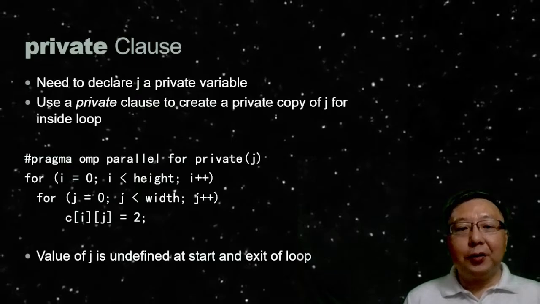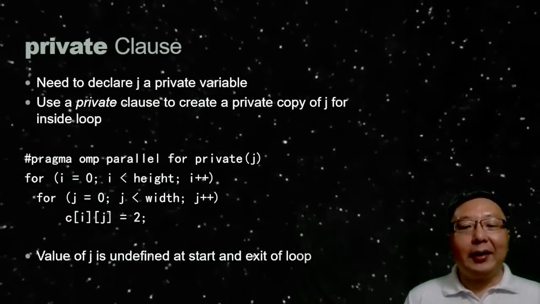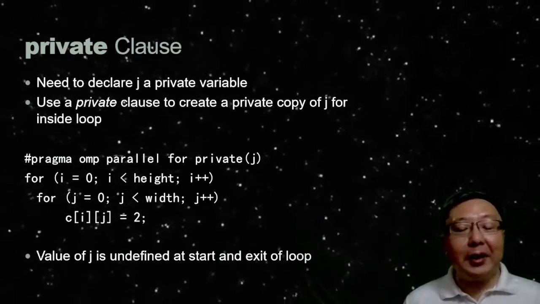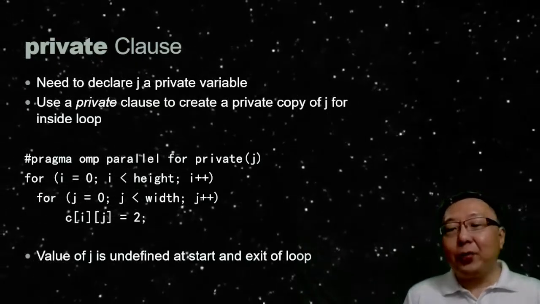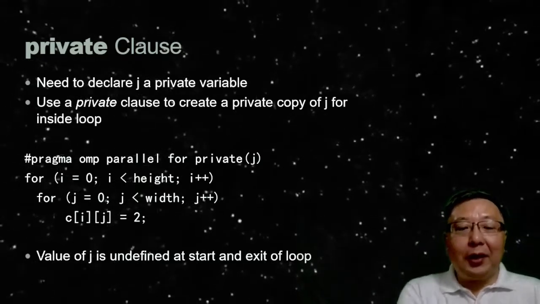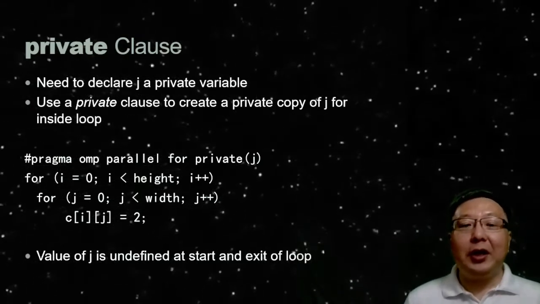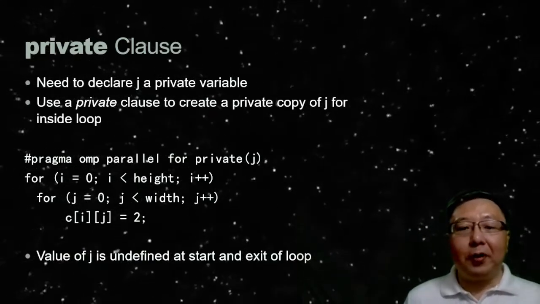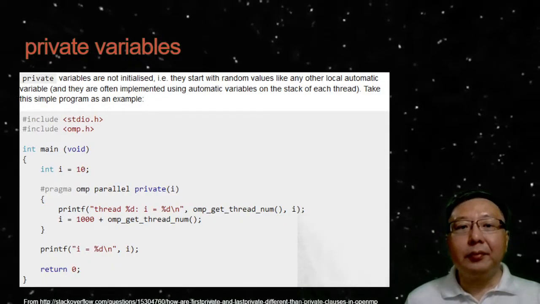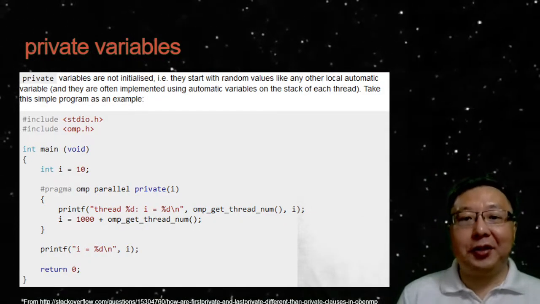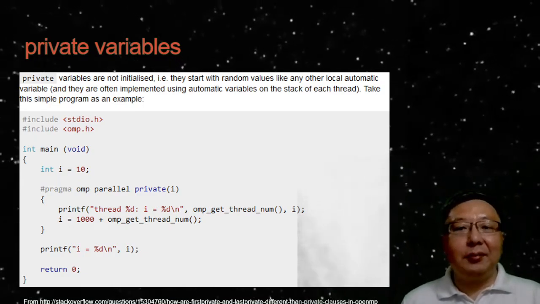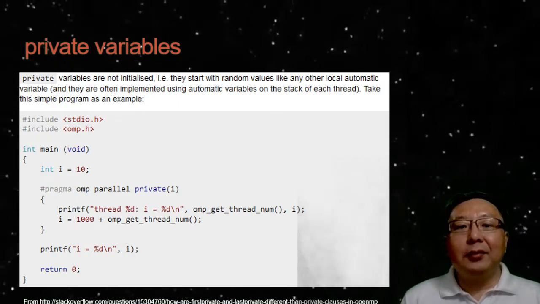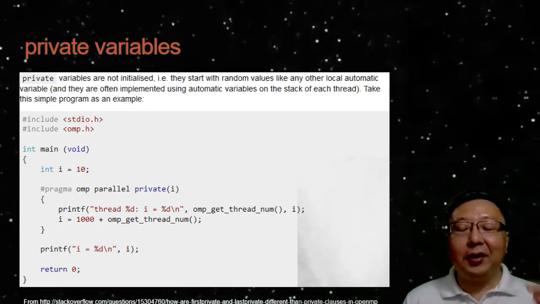The value of j is then undefined at the start and exit of the loop, because when you just say private, you just make a new j for each one, and it's just whatever happens to be in memory at the time. But it's okay for this case because the first thing we do is initialize j equals 0, so the fact that j is undefined is no problem here. Private variables are not initialized. They start with whatever happened to be in memory at the time, often just stack variables on the program stack.